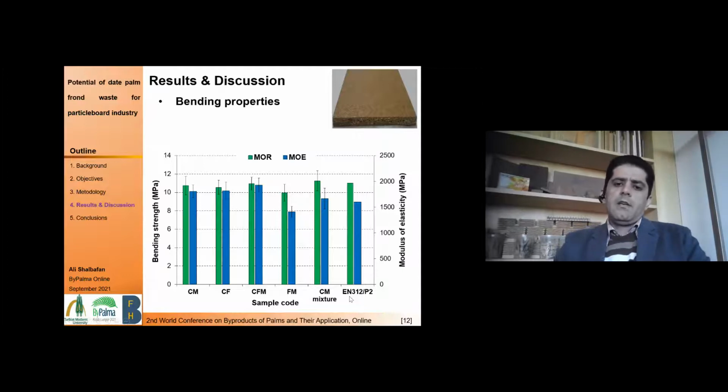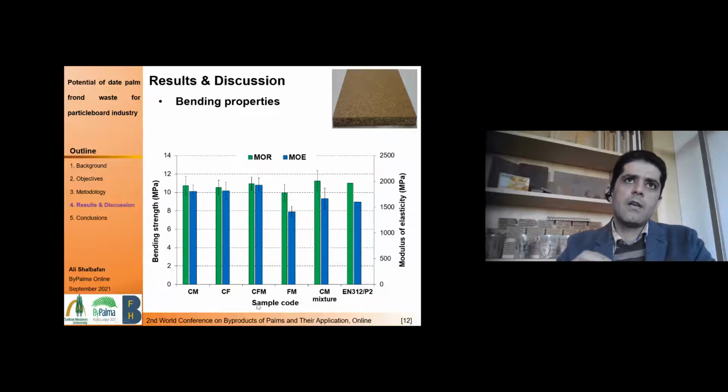Now I would present to you some of the main mechanical and physical properties of these boards. The bending strength and modulus of elasticity are presented here. As we can see, the particle geometry had no significant influence on the bending properties, both bending strength and modulus of elasticity, and that could be due to the panel compositions, because these types of particles were used in the core layer, and the bending properties are mostly affected by the surface layers.